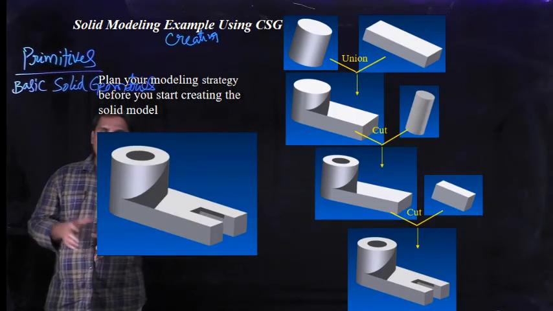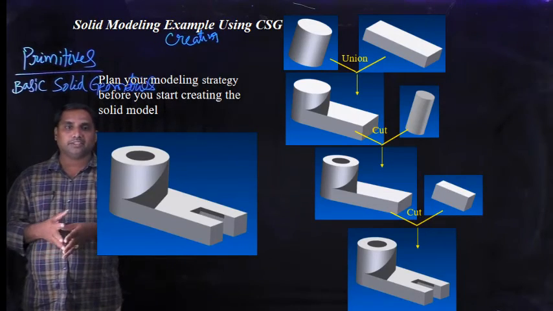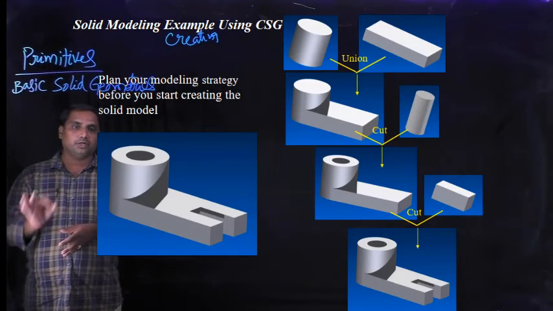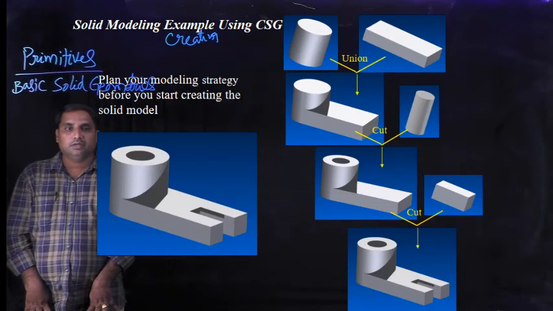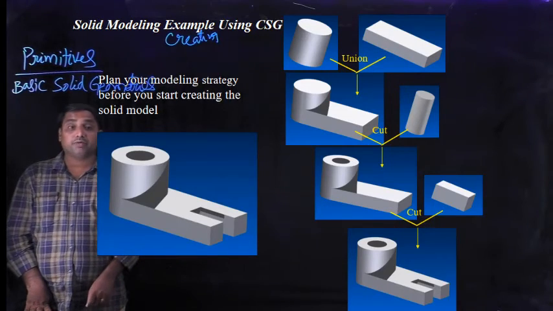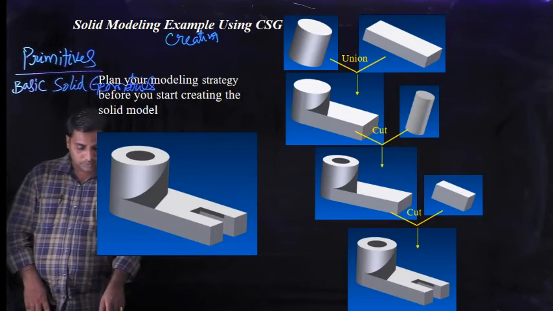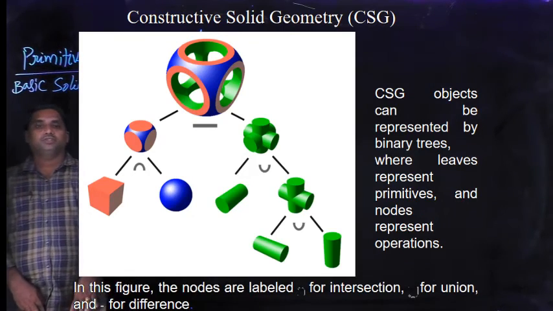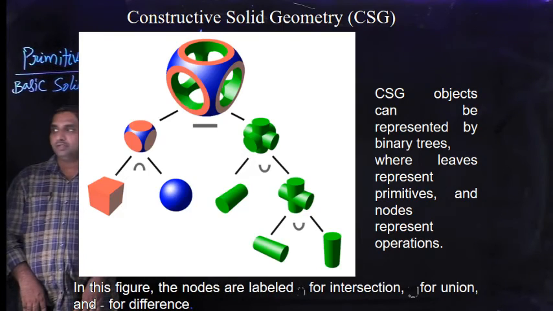So by using Boolean operations like union, intersection, and difference only, we will get this final required component using the constructive solid geometry technique. This is the example of how the Boolean operations are applied for getting the required solid component. And all these operations are shown by using a binary tree, as shown in the diagram.